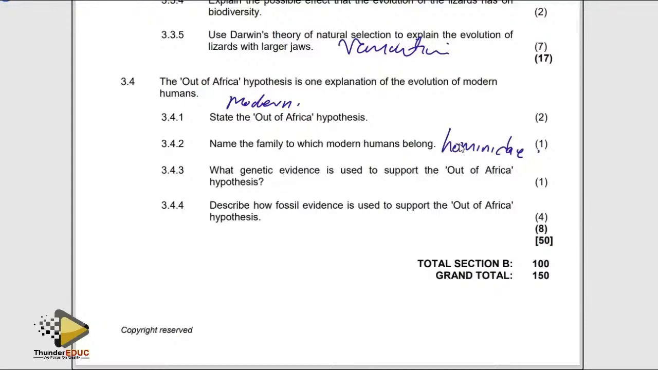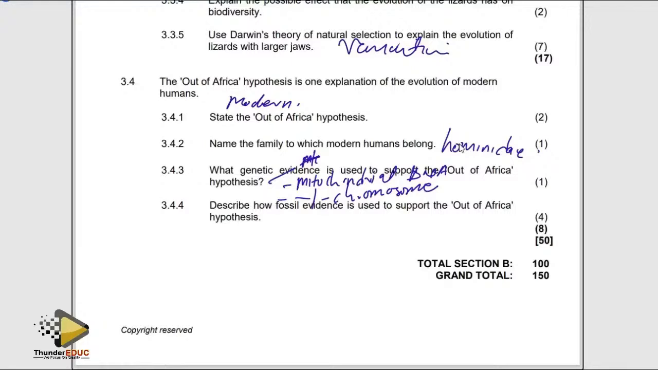They're saying, which genetic evidence is used to support the out of Africa hypothesis? We have two genetic evidences, but we only teach one. We have what is called mitochondrial DNA and Y chromosome. But now we don't talk about the mitochondria. We don't talk about the Y chromosome. Only now the syllabus or the curriculum is talking about the mitochondrial DNA. So the evidence we give you here is mitochondrial DNA.